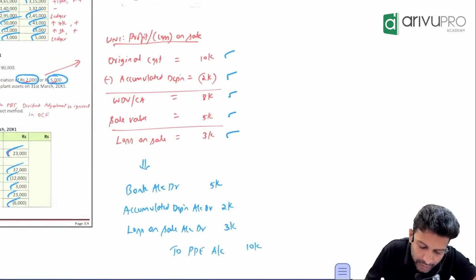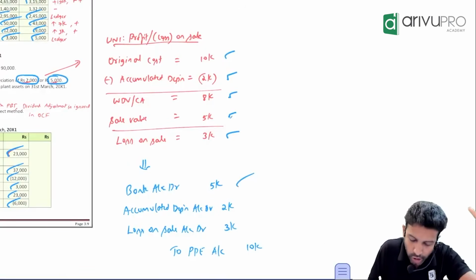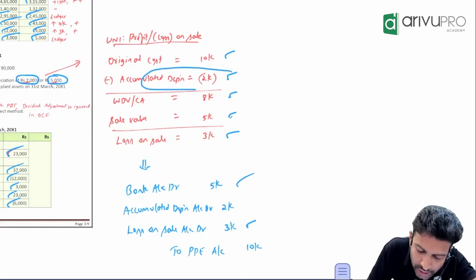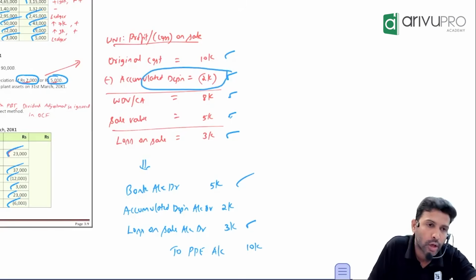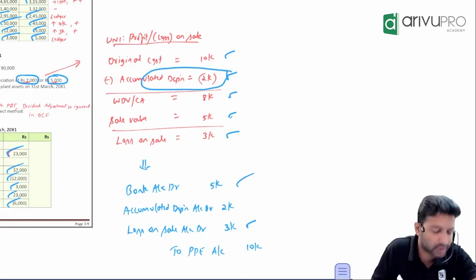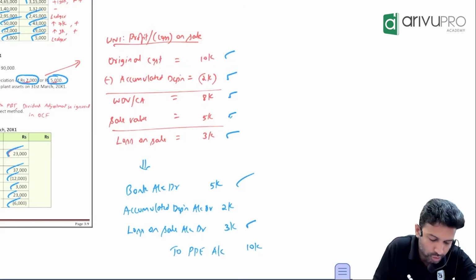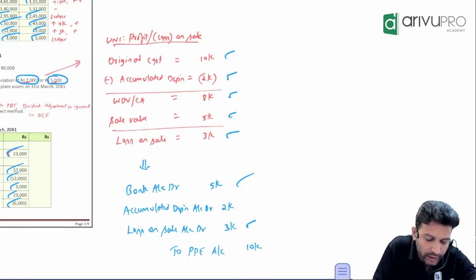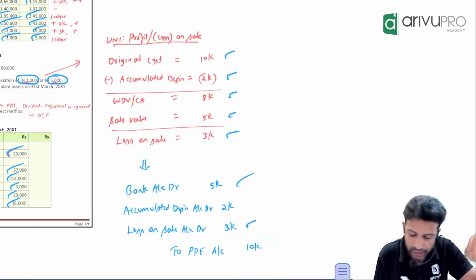Clear? Bank debit how much? 5. Loss debit how much? 3,000. How much provision have you charged on this asset which is sold? 2,000. Maintain this provision or cancel this? It has a credit balance of 2,000. How do you cancel? Debit by 2,000. So when you add all this, you will get how much? 10. So asset will be credited by 10.